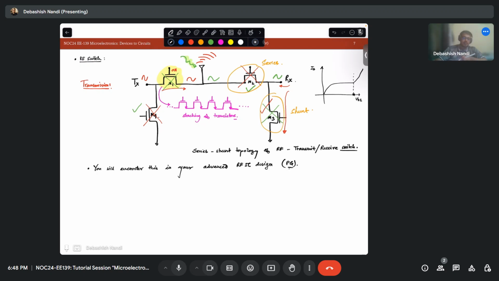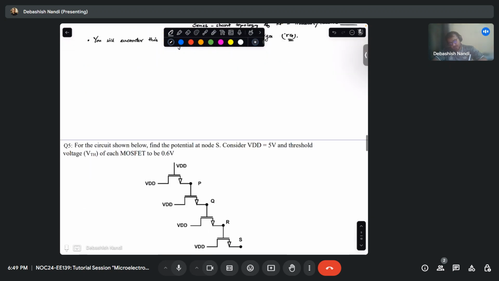There are other design considerations which I am skipping at this moment, because this course does not allow me to elaborate much on that. For example, breakdown voltages, on resistances, off capacitances, isolation, insertion loss, those kinds of things you will learn in the higher order courses, when the time comes. So let's move on.